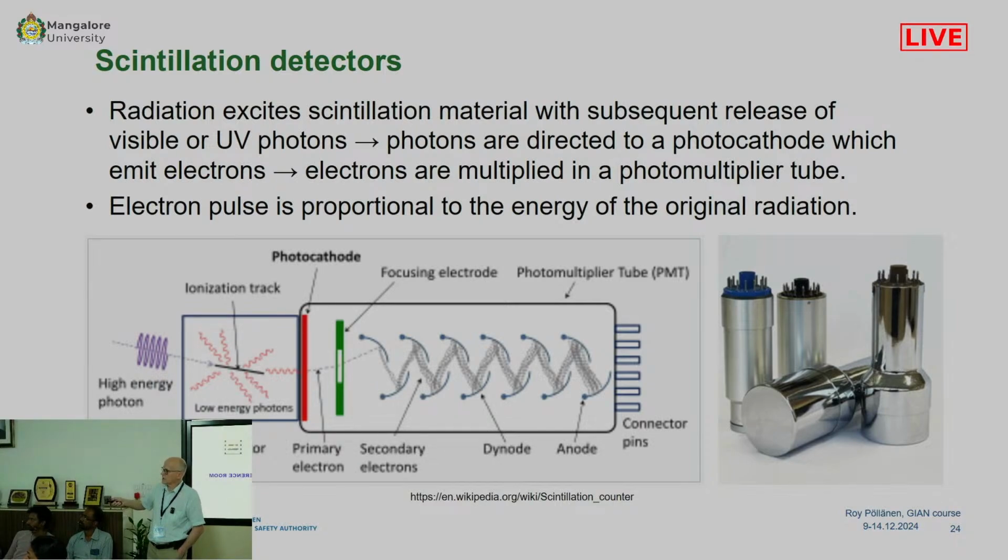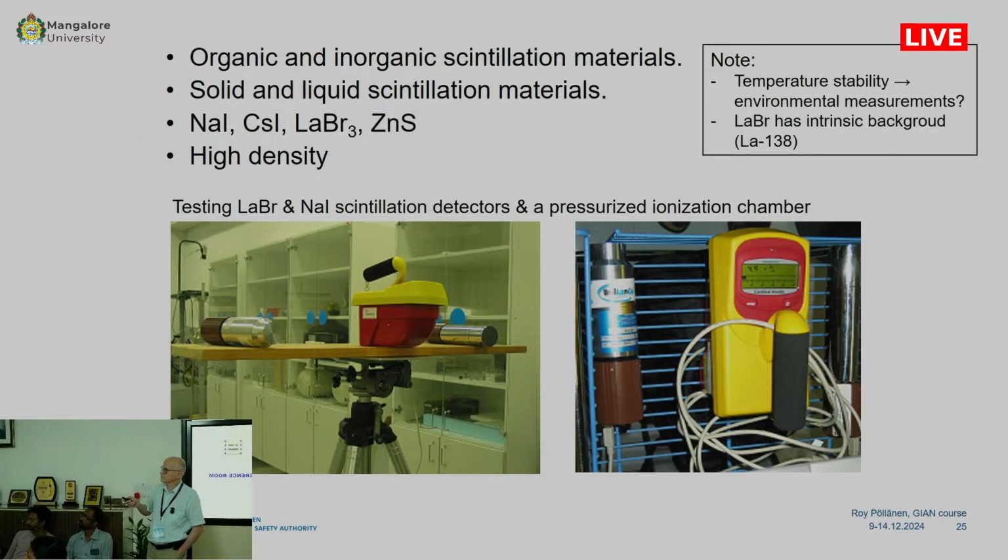So these are in fact spectrometers. There are a lot of different types of scintillation materials. There are organic and inorganic materials. There are also solid and liquid materials. These are the typical materials. Perhaps this is the most common material. And the good thing is that the density is high, which also means quite good efficiency of the detector.